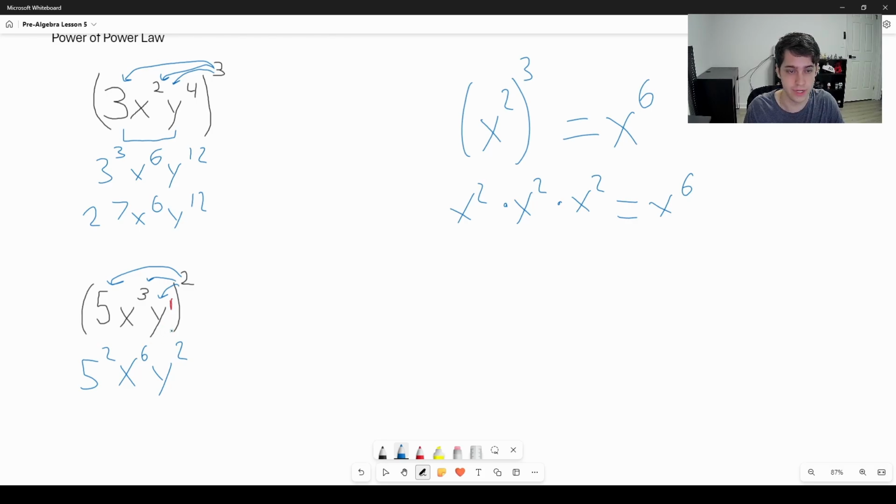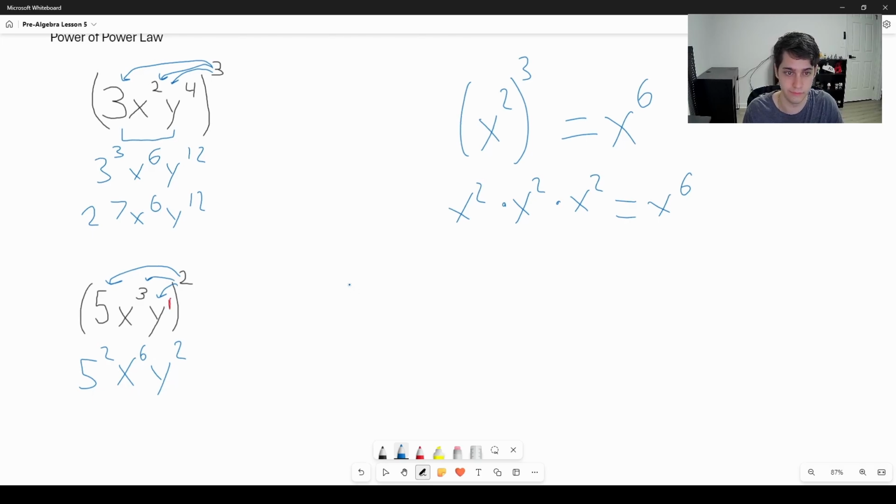And this is something you just kind of have to remember, but it comes up a lot. If there's no exponent written down, it is a 1. That's what it defaults to.